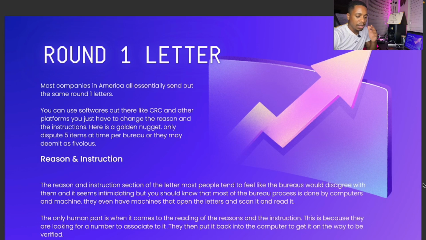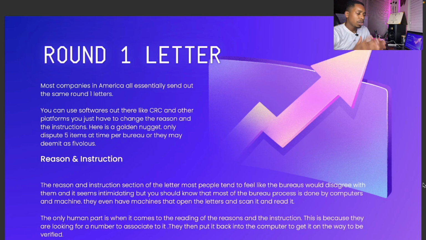I know you heard me just say the reasoning and the instructions, so let's break that down a little bit. On the reason and instruction section of the letter, most people tend to feel like the bureaus would disagree with them, so they may feel intimidated on this part.